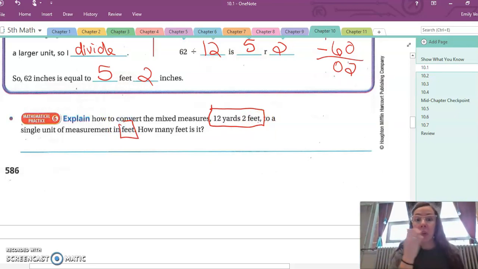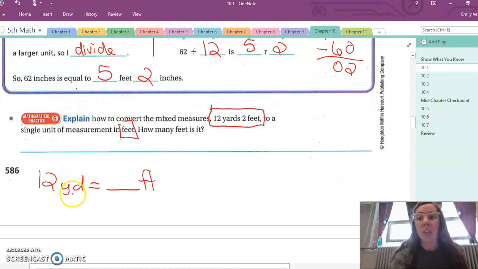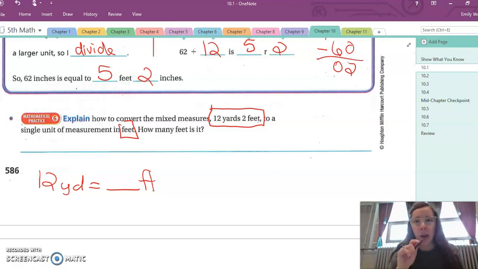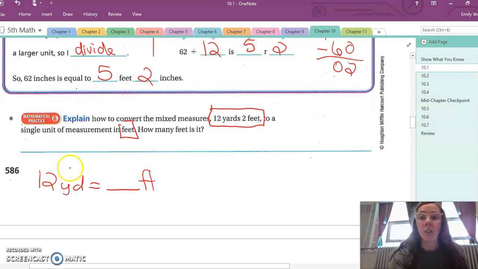So basically what we're going to do is look at our bigger unit here, 12 yards. And we want to know how many feet that is. Okay, think back to what we just did. When we go from a big unit to a small unit, do we multiply or do we divide? Look back up on the page if you forgot. We multiply. So we're going to multiply 12 by the base number of the smaller unit. The smaller unit is feet.